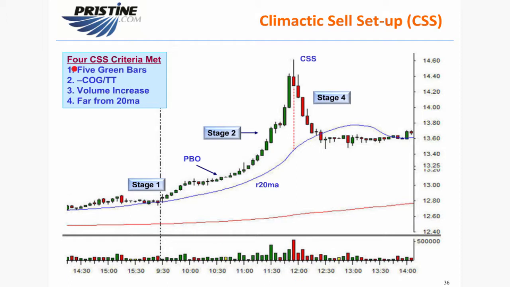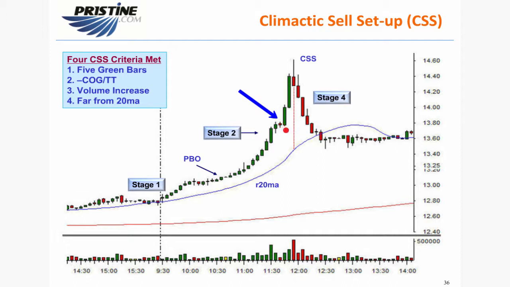Here is another example of a climactic sell setup where price is running higher from a pristine breakout right here. You've got multiple bars up. Even, I mean, right here, right? Right here, it was a climactic sell setup by definition. Again, it just never triggered.